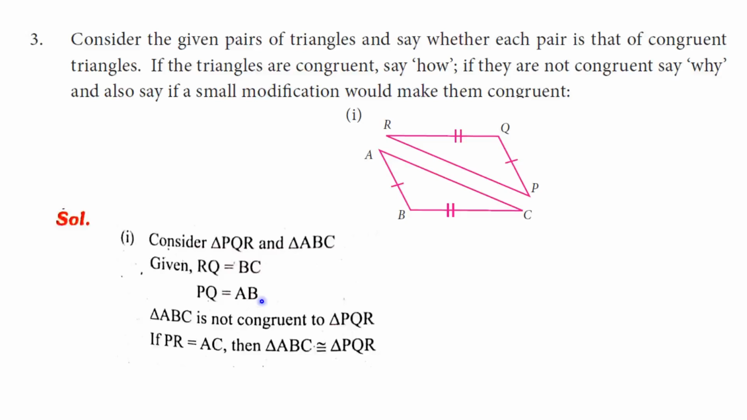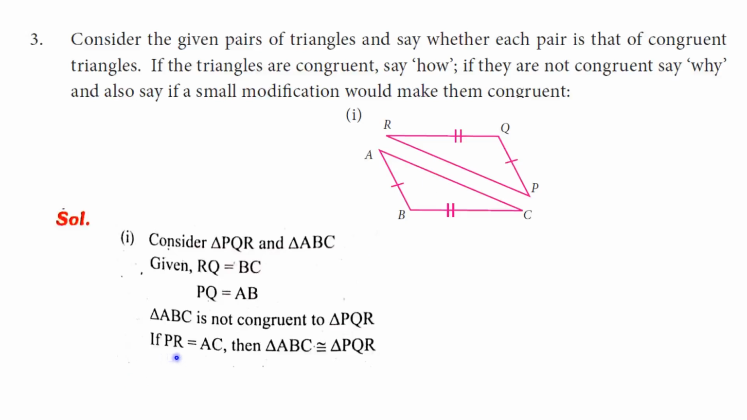In the rules, what we have learned is that either all 3 sides can be equal, or 2 sides and one angle can be equal, isn't it? Nothing else is given in the given data. So, triangle ABC is not congruent to triangle PQR. So, now we have said it is not congruent. When can it be congruent? Suppose this PR length is equal to this AC length, then these triangles will become congruent triangles. That is given here.